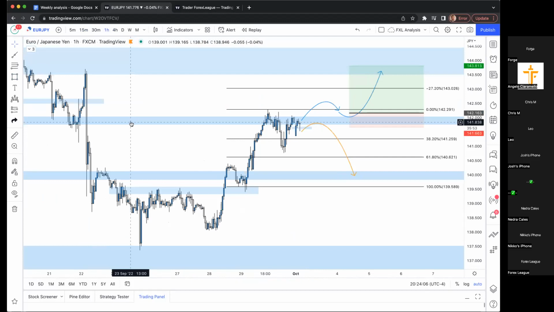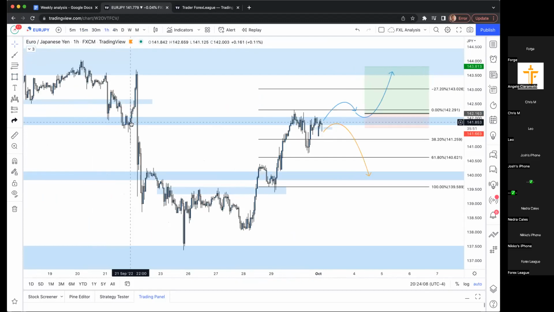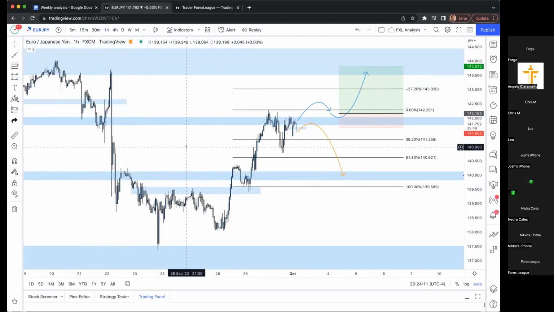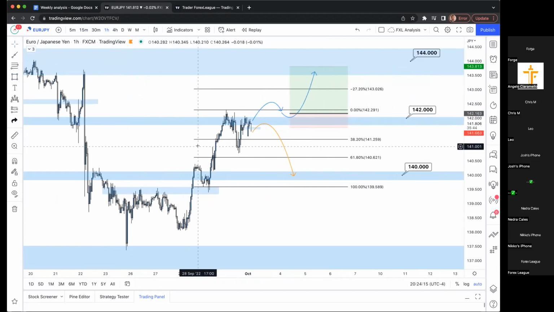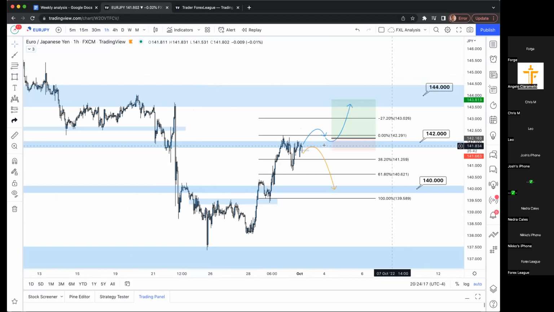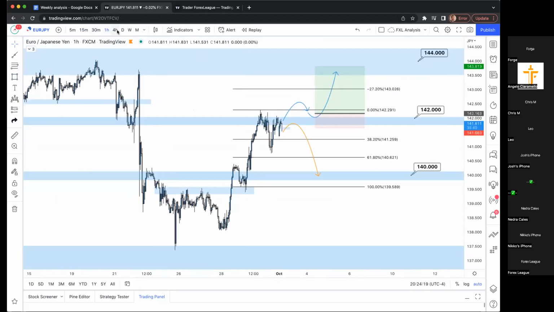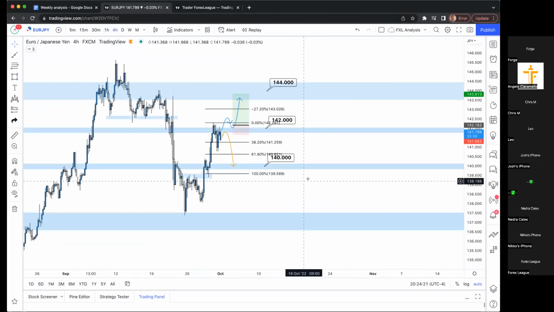So it really comes down to which time frame and which trends you're prioritizing, and that's where your style is going to come in. Okay, so that's the potential for EJ this week. Reactions at 142. We'll see what happens. But let's move on to gold.